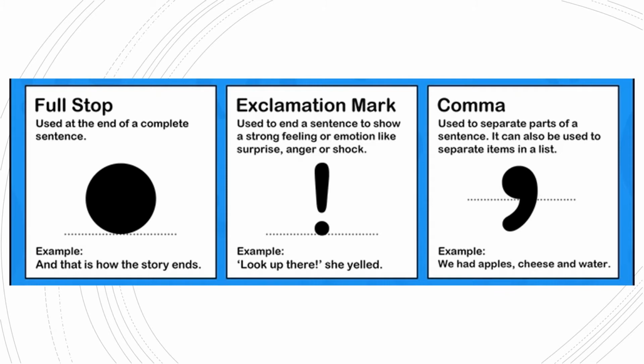Comma: used to separate parts of a sentence. It can also be used to separate items in a list. Example: We had apples, cheese, and water. We had apples, comma, cheese, and water. You don't always say the word comma, you take a breath. Listen nicely. We had apples, cheese, and water.